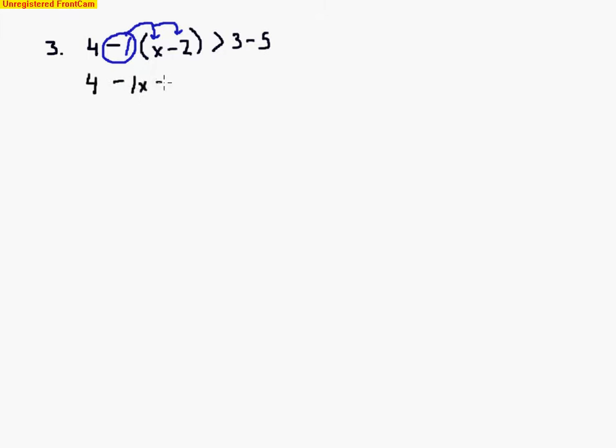And now it's a positive 2. That's where a big mistake is going to occur for most people. A negative times a negative makes a positive. And then from there we bring down the inequality sign. We do the subtraction, we get negative 2.